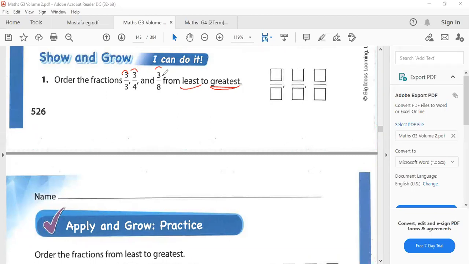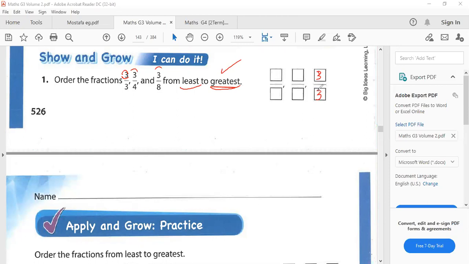Okay, let me remind you. We said before, if we have the same numerator, the number up, okay? If we have the same numerator, look down: a smaller denominator means a greater fraction. So the smallest denominator is 3, right? So it is the greatest fraction, not the least one. So as you said, 3 over 3 will be the greatest, not the least.